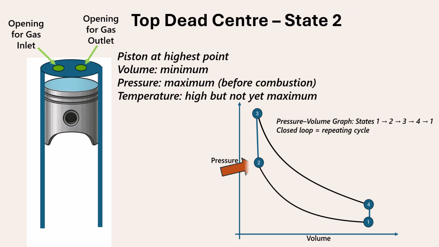At state 2, the piston reaches top dead center, its highest position. The gas now occupies its minimum volume, and its pressure and temperature are much higher than at the start. This is the end of the compression stroke.